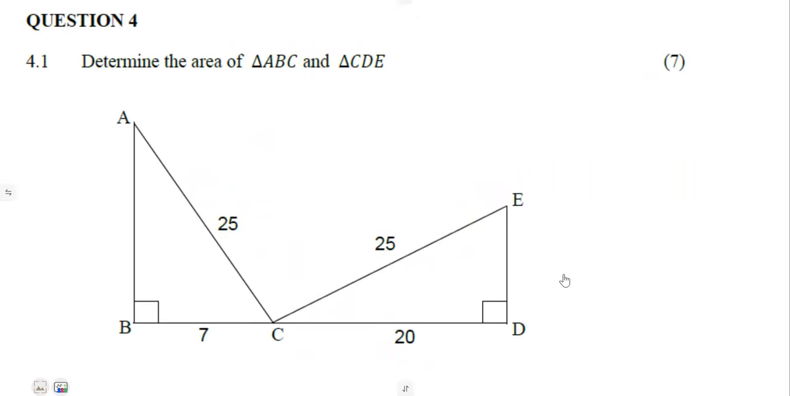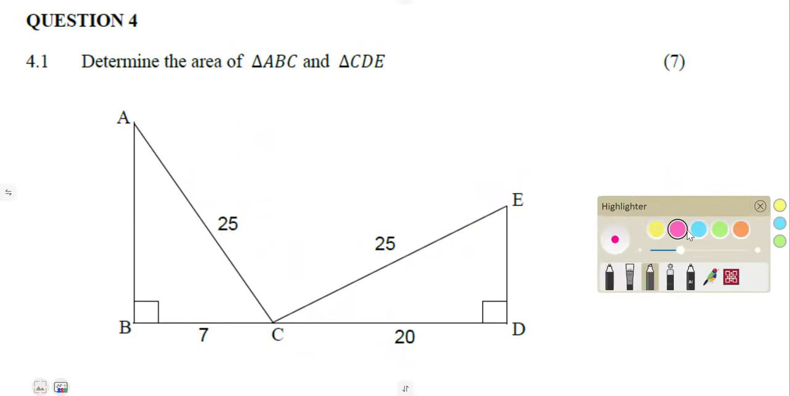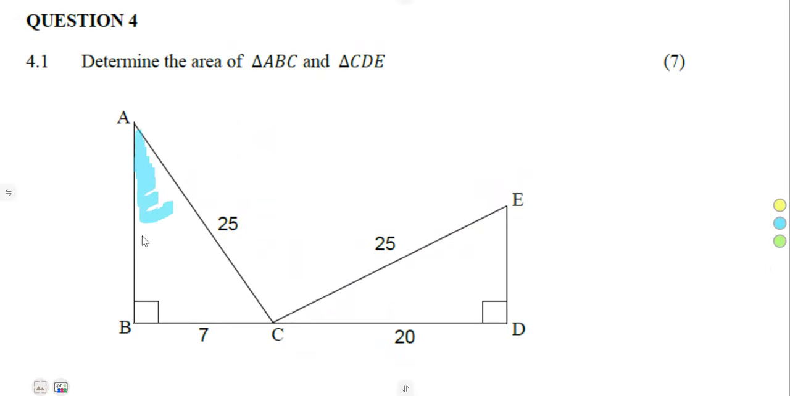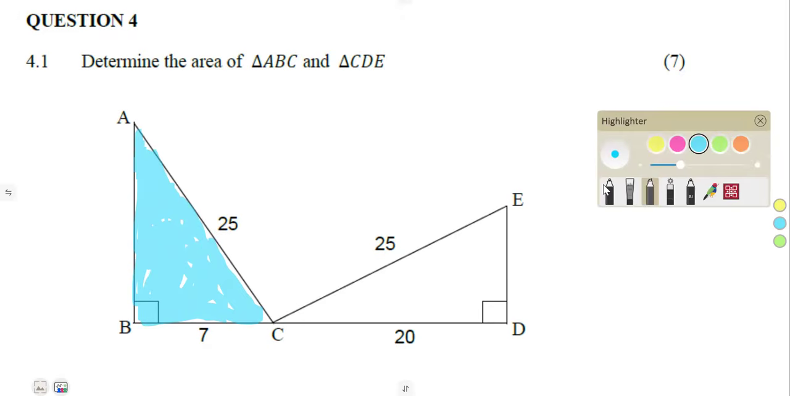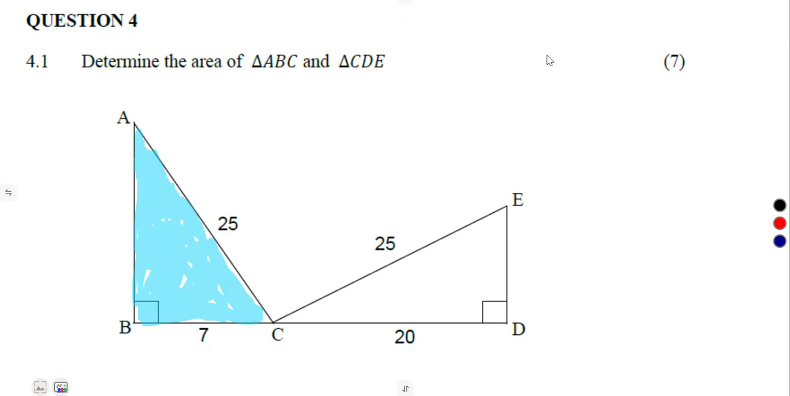On question number 4, we have got a question where we are being asked to determine the area of triangle ABC and also the triangle CDE. All right, so there are two triangles. ABC, this one. So what is it that we can use? Area, half base times perpendicular height. But the question is, we do not have the perpendicular height. Remember, it is supposed to be at 90 degrees. Two lines which do meet at 90 degrees. This being our base, this will be our perpendicular height.